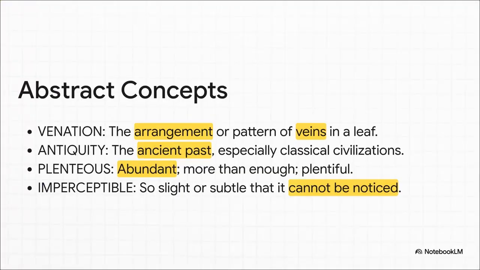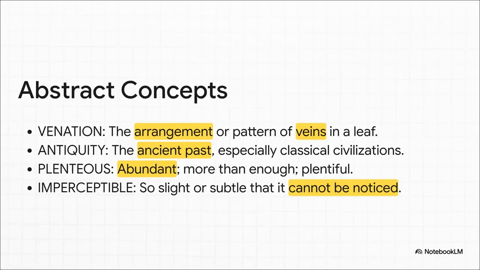This slide has 4 really distinct ideas. First, venation. This is a pretty specific scientific word for the pattern of veins you see on a leaf, or maybe an insect's wing. It's all about natural design. Next up, antiquity. This refers to the very, very distant past, especially the time of classical civilizations like ancient Greece or Rome. The museum had many beautiful statues from antiquity.